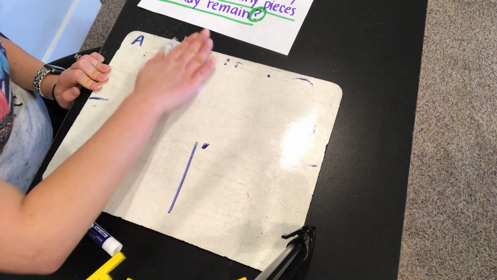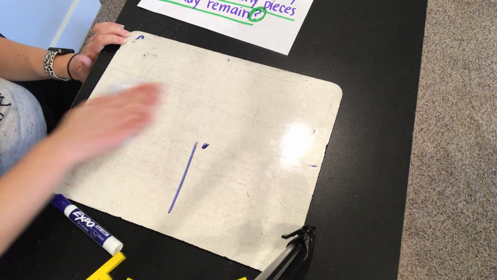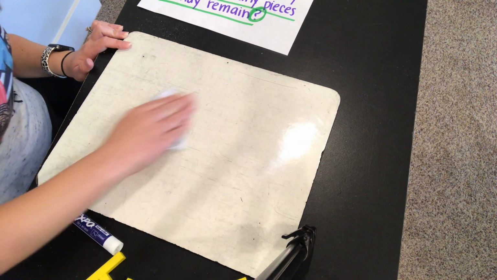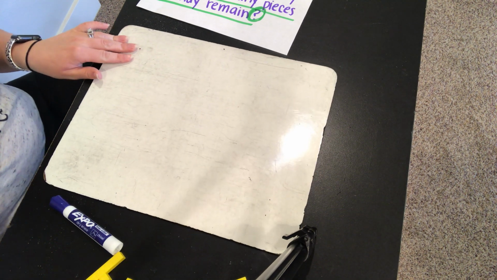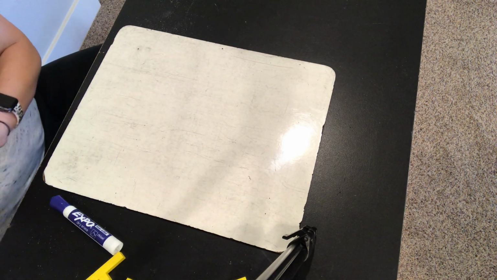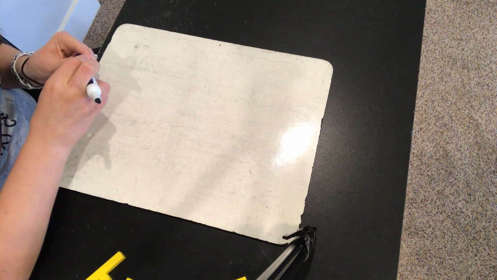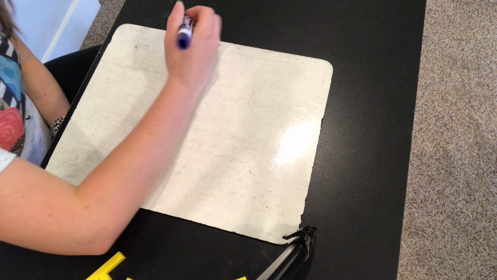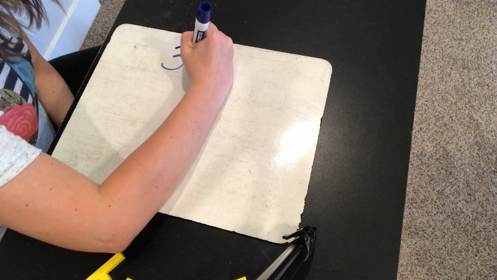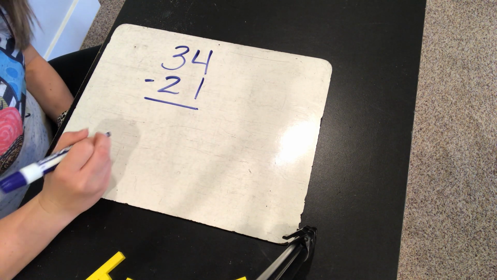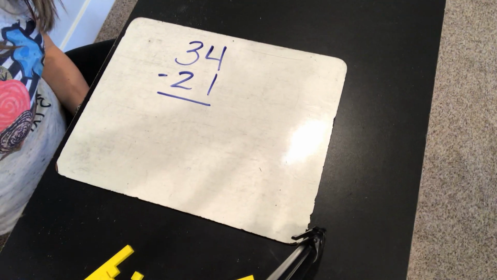All right, we're going to work a few subtraction problems, and we're not going to do all word problems like last week, but we're just going to work a few number sentences together, or equations. All right, so if I have 34 minus 21, there are a few different ways I can solve this.